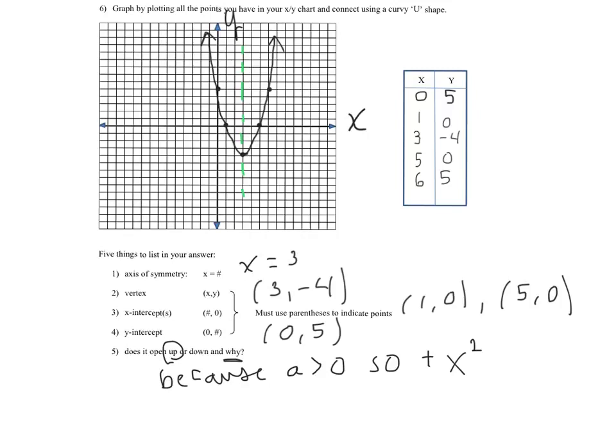So this was a simple introduction to graphing a parabola using the 5-point approach, which the 5 points are your vertex, the 2 x-intercepts, the y-intercept, and the reflection point. I am going to do another example of a parabola that starts out with negative x squared, so it will open down. That is in the next video.